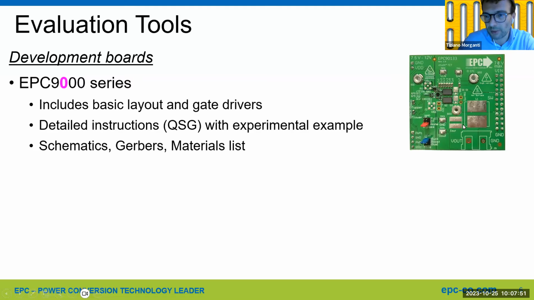So they usually do not include magnetics and bypass capacitors on the output. They include the bypass capacitors on the input bus. And so it's basically a half bridge building block that can be used to implement buck converters, boost converters, or full bridge converters with two of them.